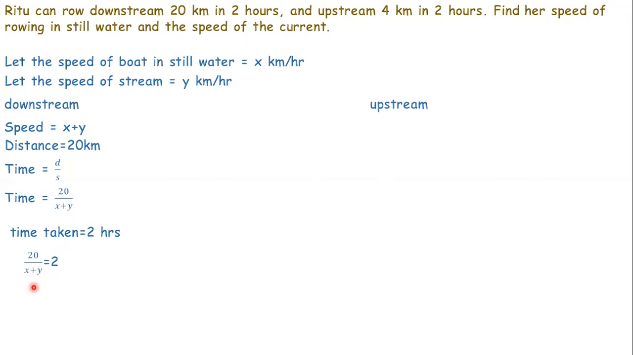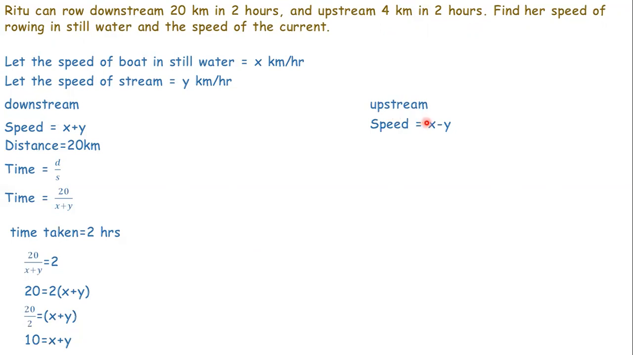Now simplify this equation. 20 is equal to 2 into x plus y. You can divide 20 by 2. So 20 by 2 is equal to x plus y. So 10 is equal to x plus y. It is a linear equation. Now we want one more, that is upstream.